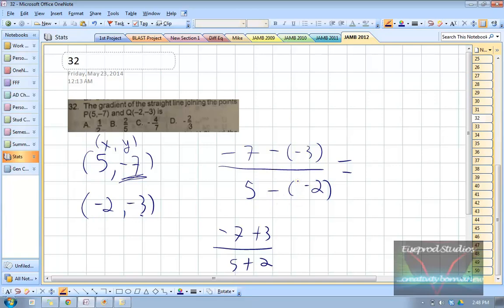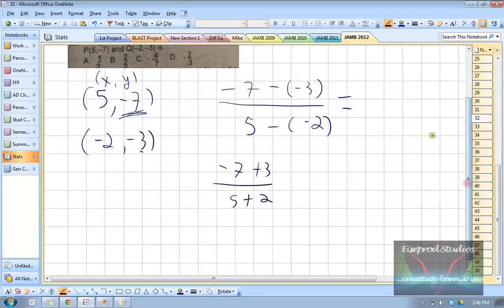And then, so now that I've gotten that written out, I can simplify. So -7 plus 3, because we have 2 negatives here, and 5 plus 2, again, same reason. And so -7 plus 3 is going to be -4, and 5 plus 2 is 7.